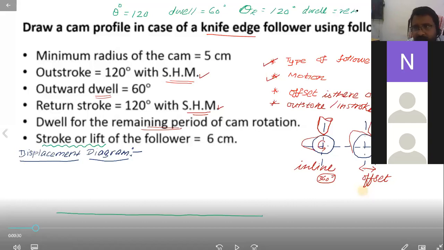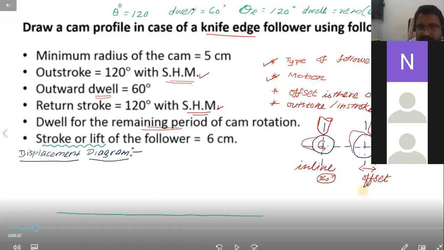What is the remaining degree? 60, sir. Remaining 60 degree will be there. This is also a dwell, so we need not draw this. It is not required to draw this. So we focus on this.